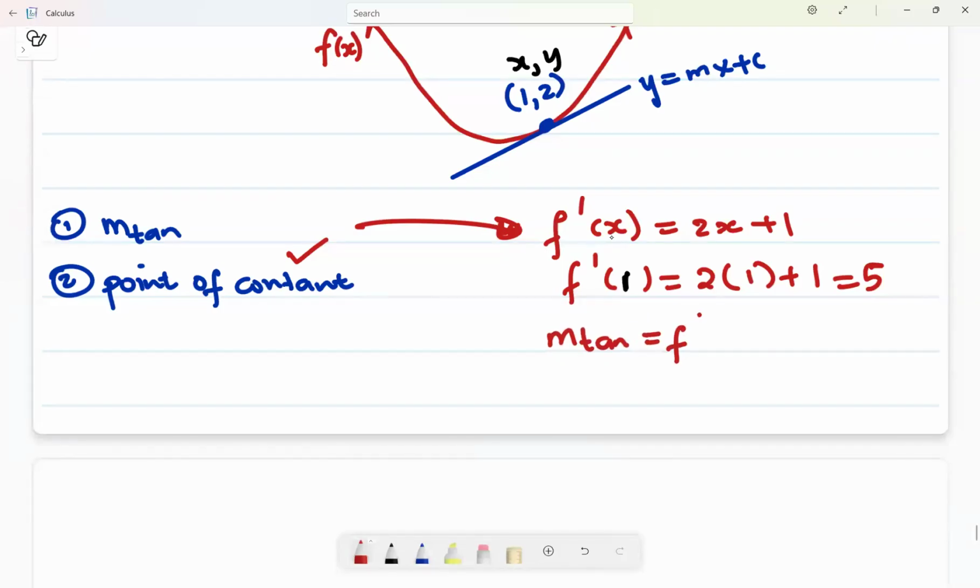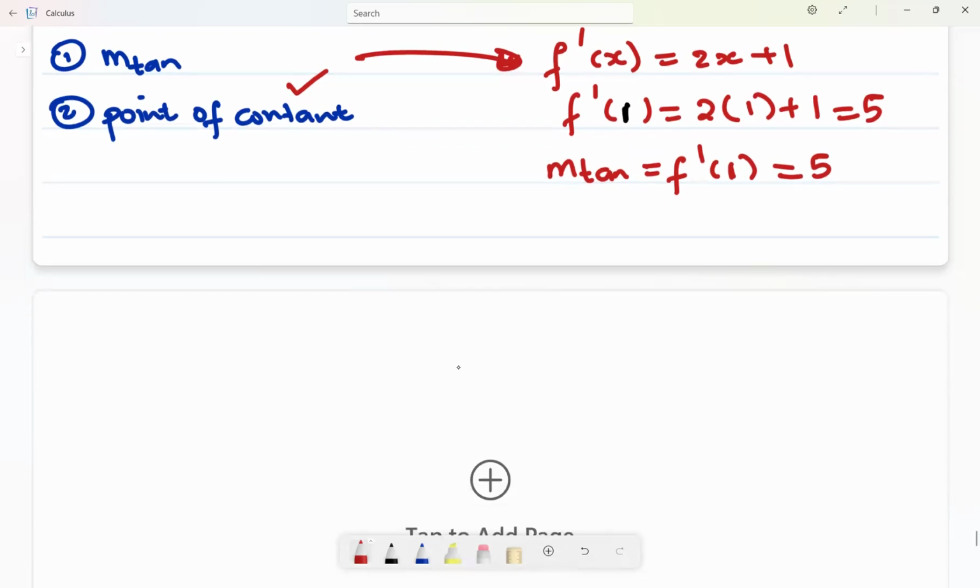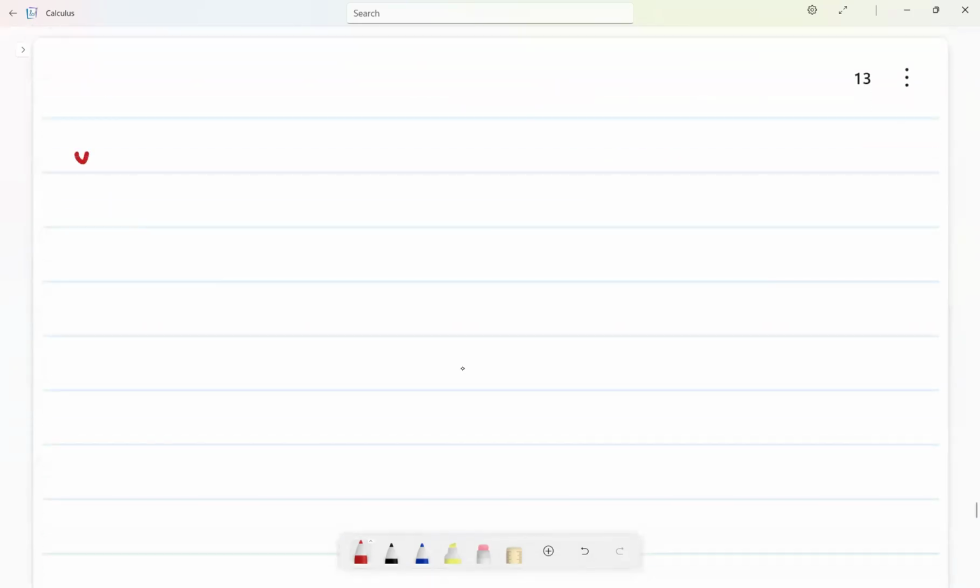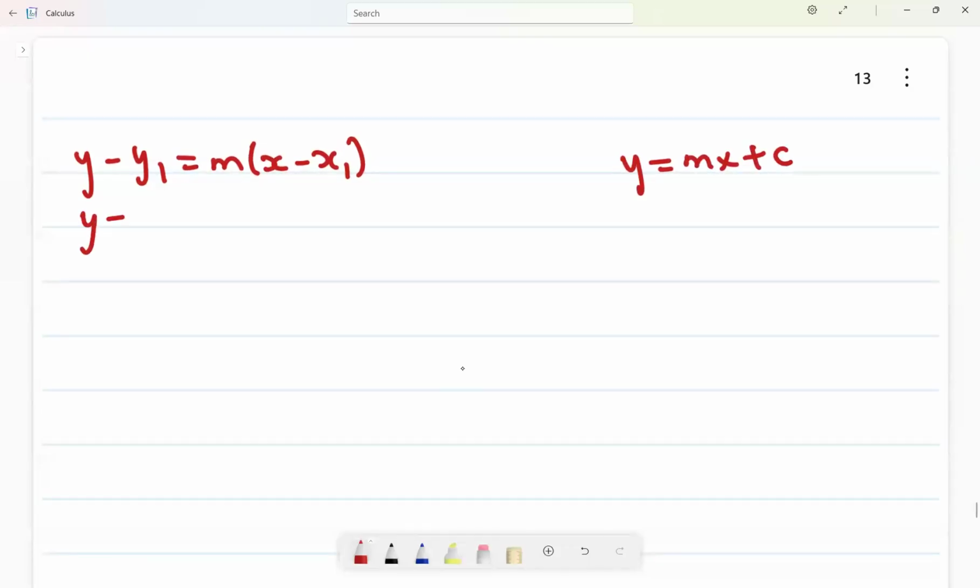But remember, the gradient of a tangent, it is equal to the derivative at the specific point, which is what? The specific point is the point of contact, which is what? It is 1. X is equal to 1, which is equal to how much? Which it is equal to 5. You see now I have what? The gradient, I have a point. So I can say, okay, y minus y1 is equal to m into x minus x1. I'll also use this one, y is equal to mx plus c, and show you that it works. What is y? Y is just y.